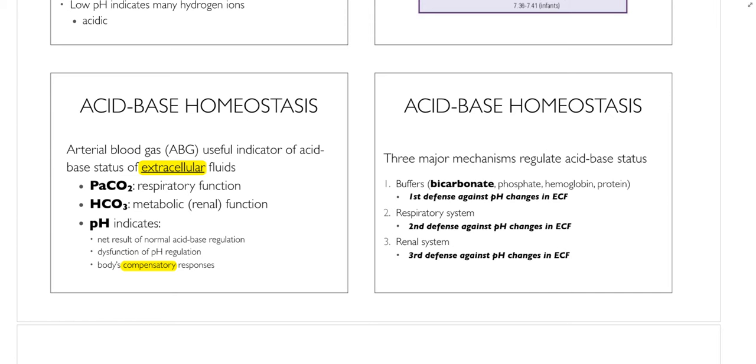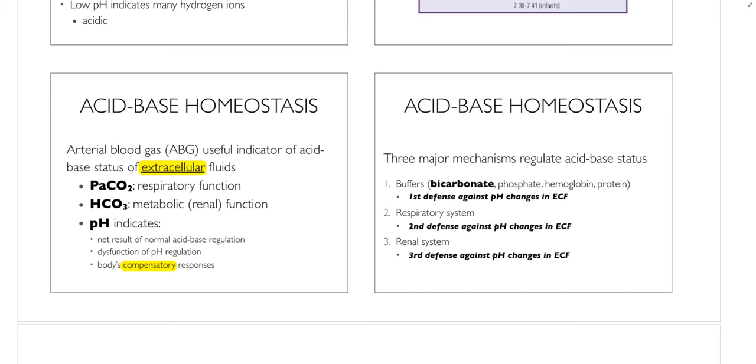The problem comes in when we have an alteration of the system that pretty much affects the entire body and is such an extreme imbalance that we have to have more dramatic compensatory mechanisms take place to try to control it.